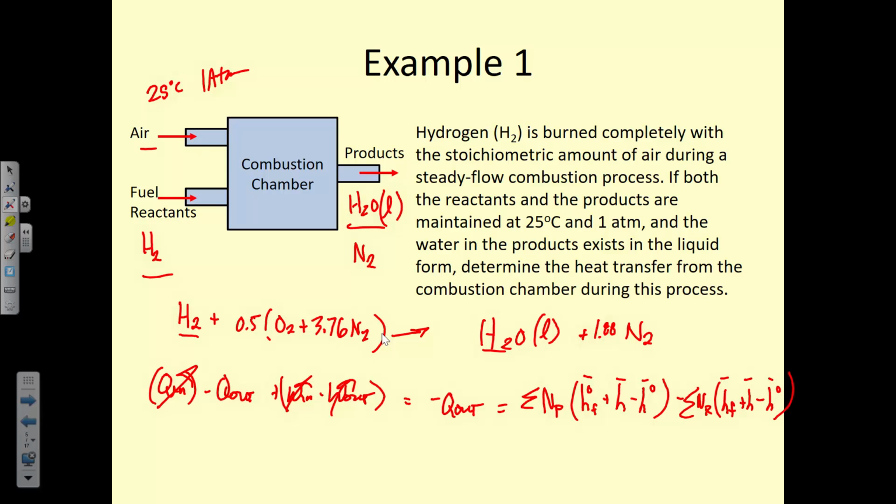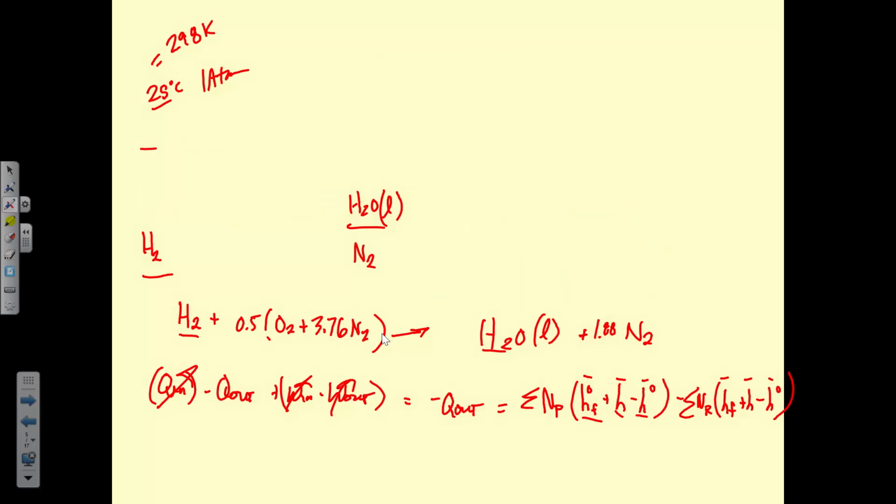Okay, so for each one of our products and each one of our reactants, we need to go to the tables and look up some values. So we need to look up the enthalpy of formation, the enthalpy, and then the enthalpy of the reference state, which is 25 Celsius, or 298 Kelvin. Okay, so if we go to table A26, we can look up some of these values.